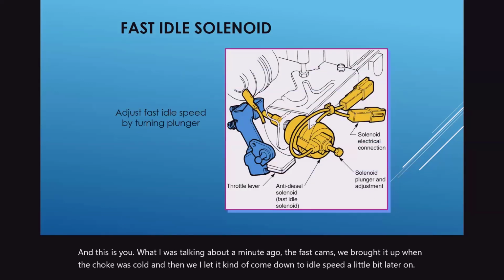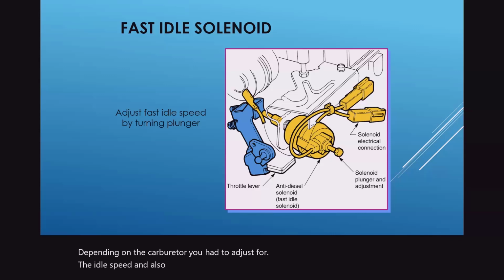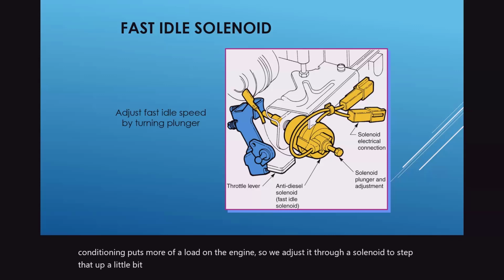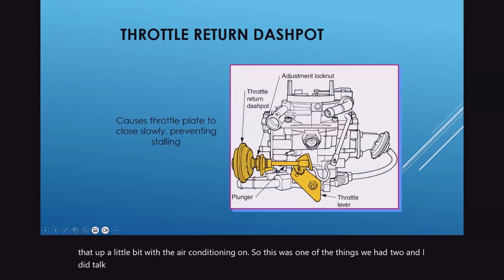And depending on the carburetor you had, to adjust for the idle speed, and also maybe you had a car with air conditioning, the air conditioning puts more of a load on the engine. So we adjusted through a solenoid to step that up a little bit with the air conditioning on. So this was one of the things we had too. And I did talk about the deceleration dash pot just a minute ago.